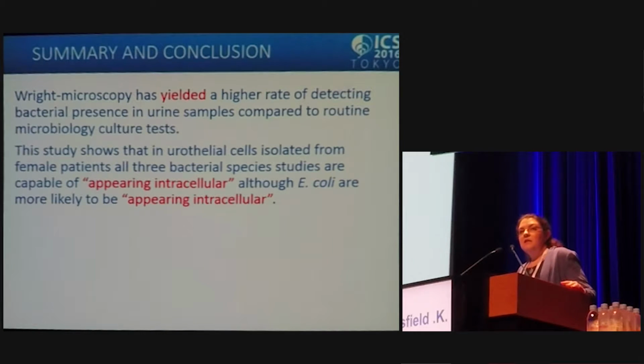So what we found is that the simple Wright staining with light microscopy was able to detect more bacteria in the urine samples than the routine microbiology would determine, and that we were able to show bacteria that appeared intracellular with all of the three species that we looked at: with the Enterococcus, with the Streptococcus, and then with the E. coli, which we expected to see. Thank you.